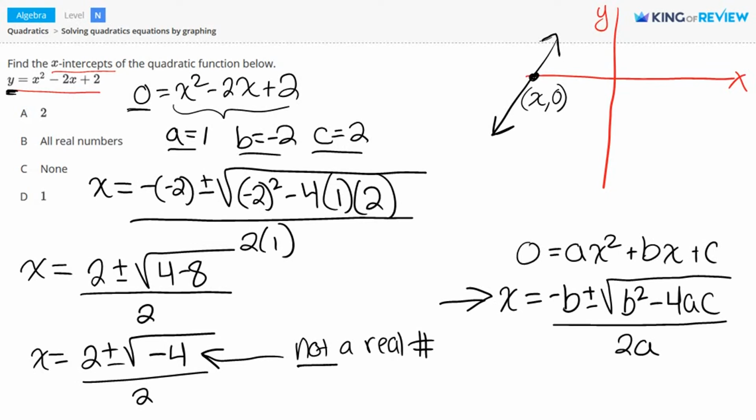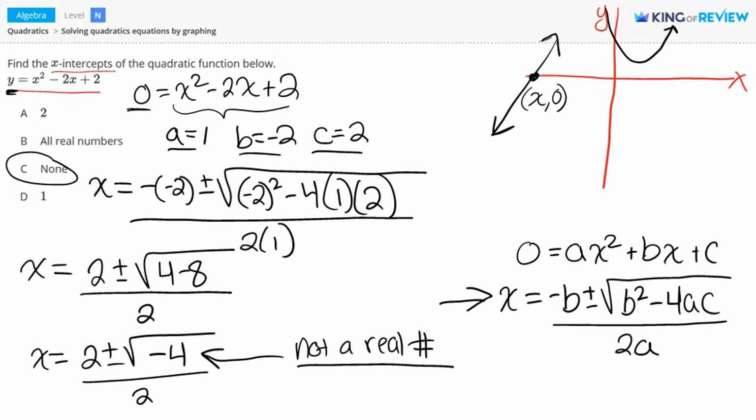Therefore, when we get an answer like this, not a real number, this means that our graph does not have any x-intercepts. So letter C is correct. Now let's think about this on our coordinate plane. If we were to plot our parabola y equals x squared minus 2x plus 2, it would look something like this.